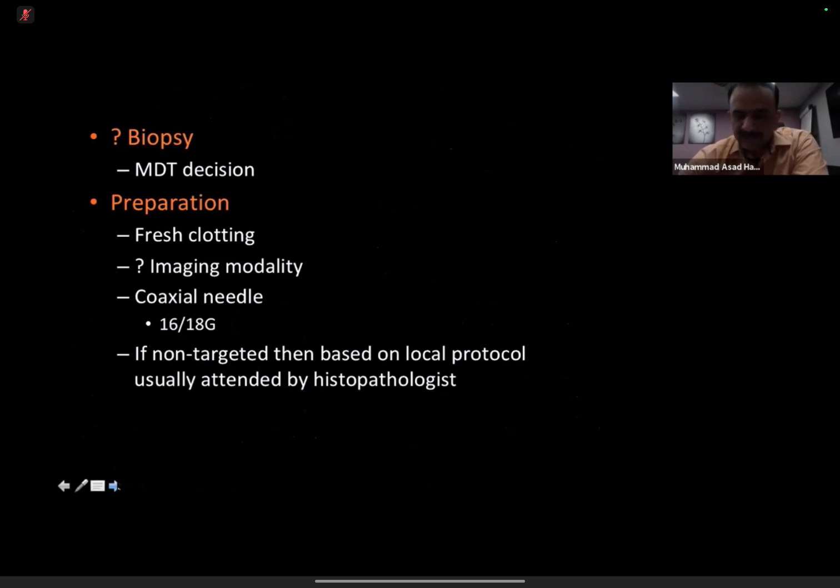Okay, so again, the similar discussion we had all night: MDT decision to go for the final management of such patients, and which imaging modality you're going to choose for the biopsy. It all depends on local expertise. One can use the CT. Usually ultrasound is used, coaxial needles, and then also the ablative procedure.